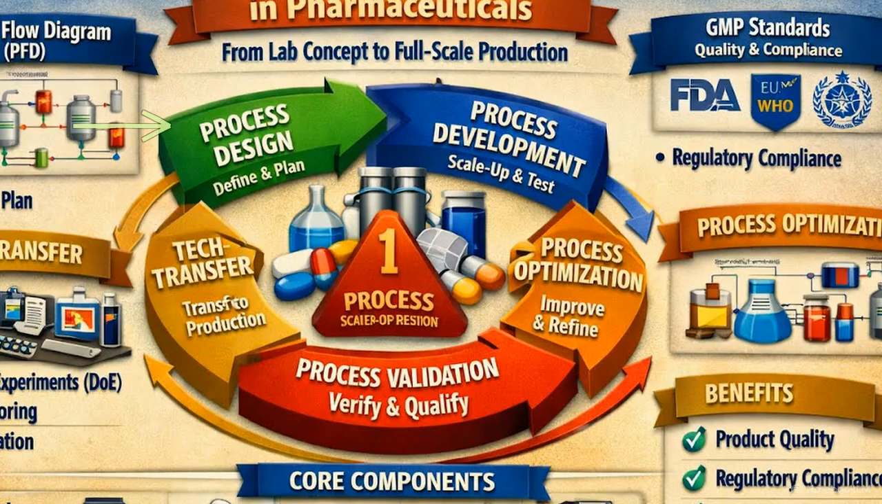Engineers define operating parameters, map flows, and select equipment. In process development, lab-scale theories are tested to see how materials behave under physical stress. Then, process optimization refines the system, fine-tuning variables like compression force to improve yields.